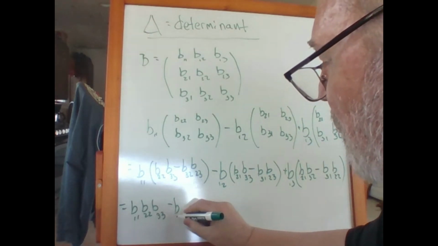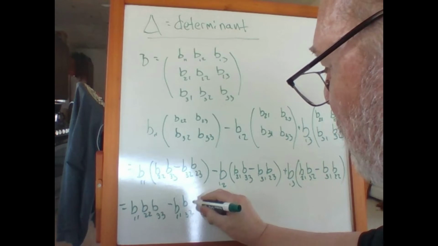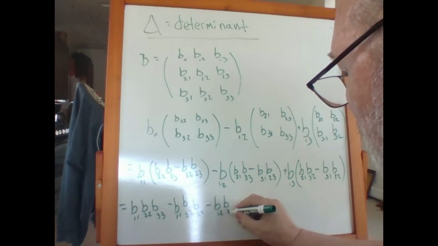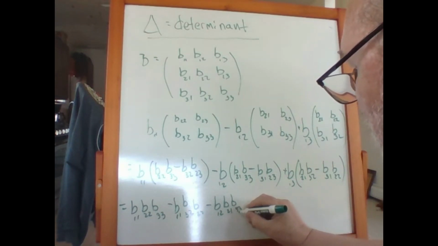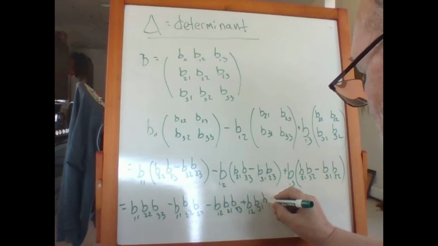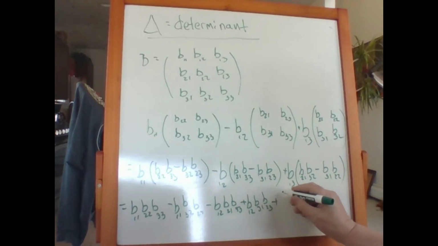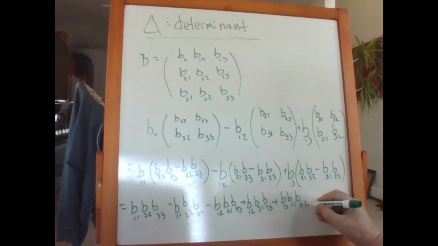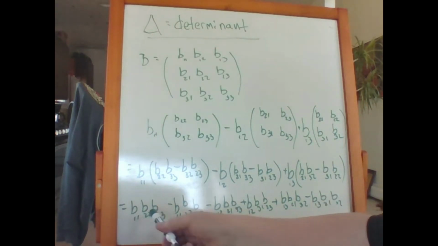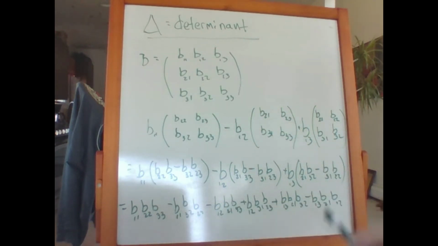B11, B32, B23, minus B12, B21, B33, plus B12, B31, B23, plus B13, B21, B32, minus B13, B31, B22. All right. And you notice we have 1, 2, 3, 4, 5, 6 calculations.